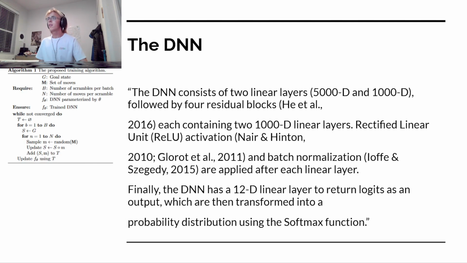So the neural net consists of 2 linear layers, one 5,000 dimensions and one 1,000 dimensions, followed by 4 residual blocks containing 2 1,000 dimensional linear layers and ReLU activation, and then batch normalization after each linear layer. Finally, the neural network has a 12-dimensional layer that returns logits as an output, which is basically like a move that is then transformed into a probability distribution using the softmax function. And then over there is the algorithm to train the net.